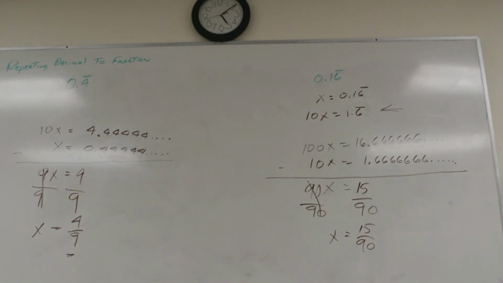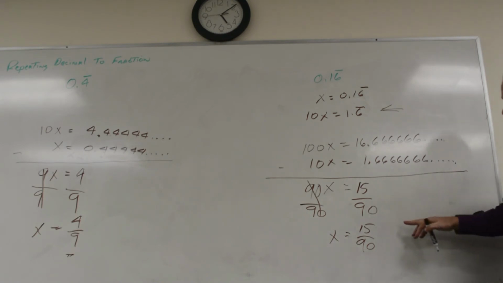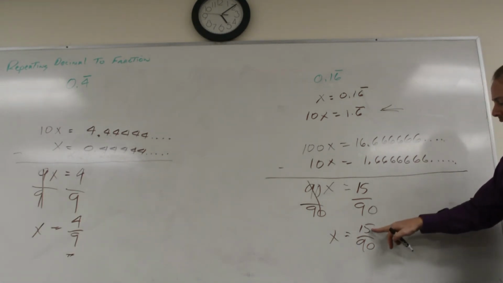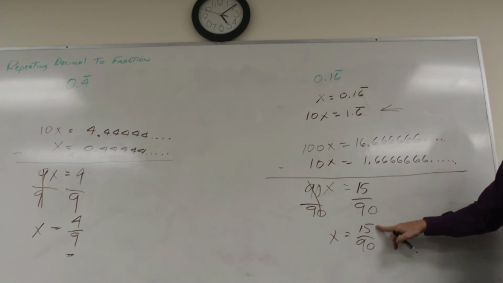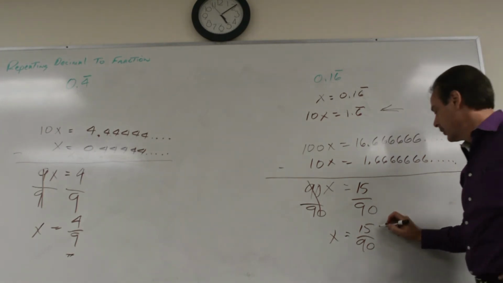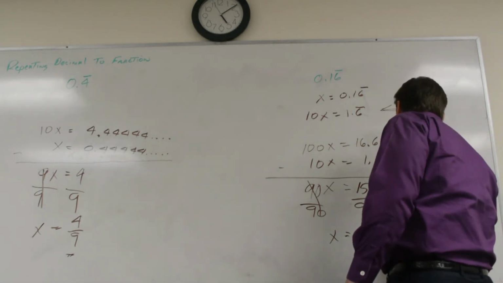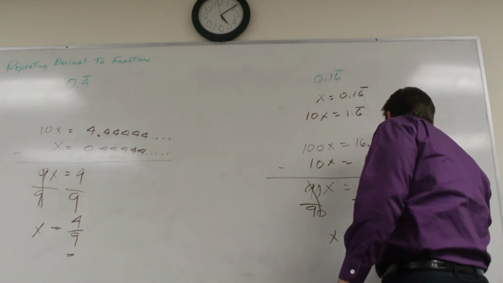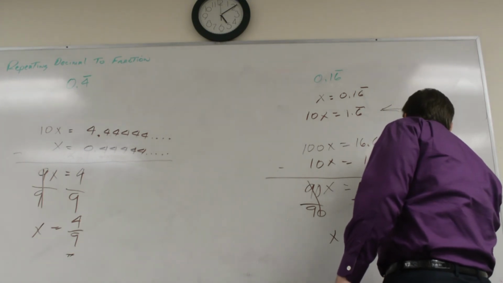What do we have to do? We simplify. Well, this ends in 5, this ends in 0. We know 5 will work. Anything else work? 15, yeah. So let's divide both by 15. And this is going to equal 1 over 6.